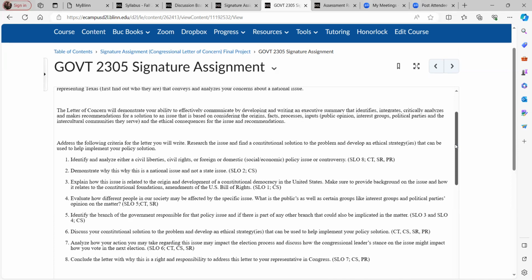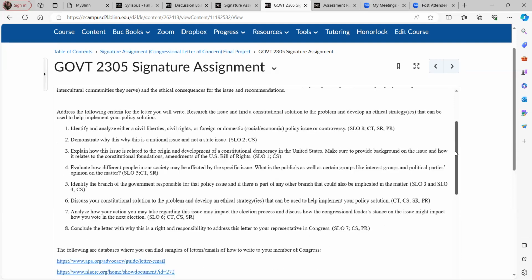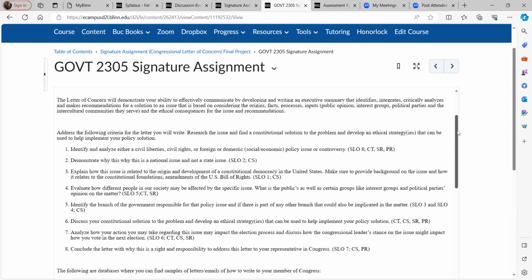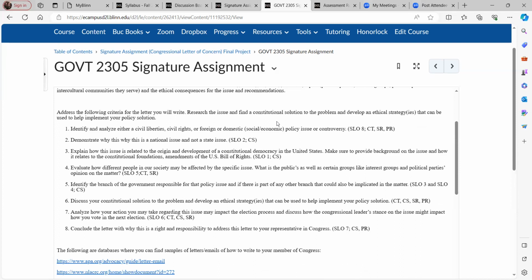So I want you to have this handy with you as you are writing this. And I guarantee you that if you are able to check off all 8 of these, as well as what we have in the rubric, then you'll get a good grade. Okay, if you're able to hit on all these points, you will get a good grade on this final project here. Okay, so let's kind of break this down into detail.